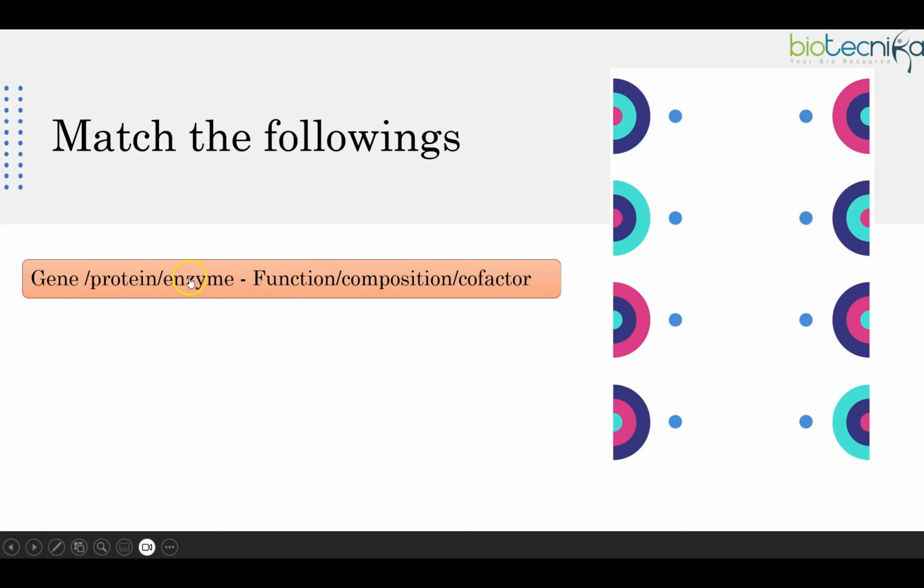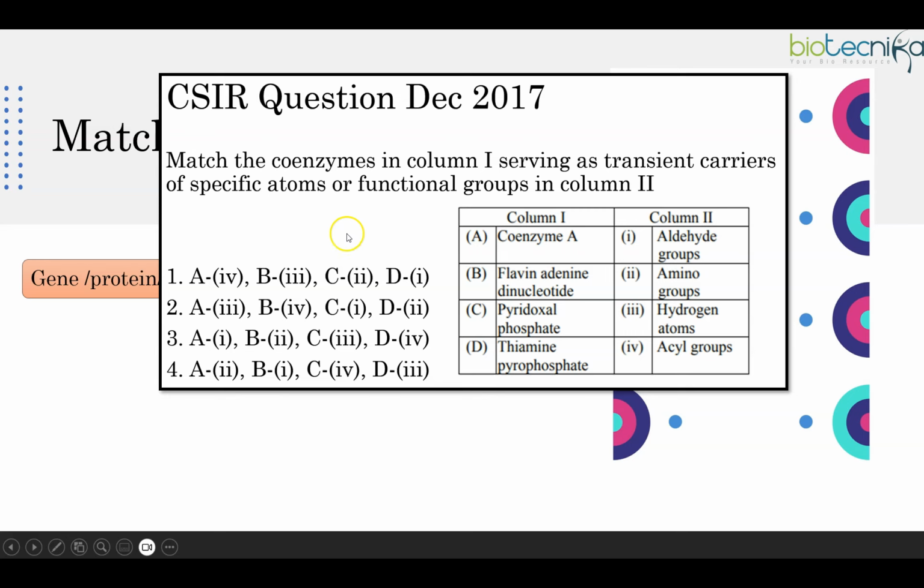Now what type of questions will you get? Either a gene name, protein name or enzyme name, and what will be the function of the gene or protein or enzyme, or if it's a protein, what will be the composition, or if it's an enzyme, what cofactors can be present along with it. Here is an example in which you have to match the coenzymes and what groups they will be transferring. So whenever you have to match the following, try to match the easiest one which you know.